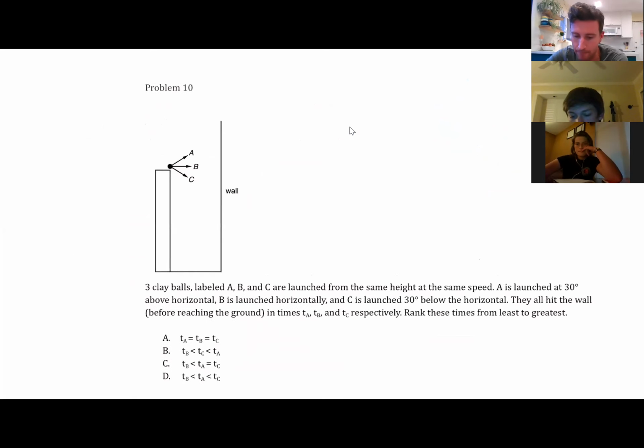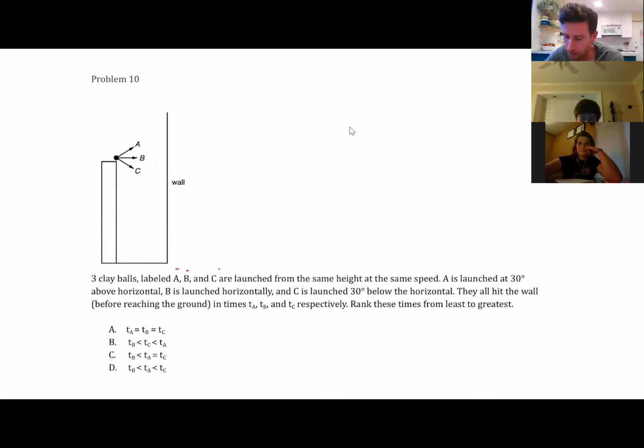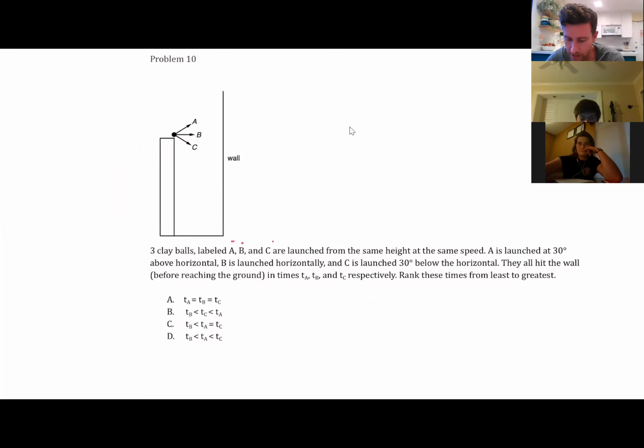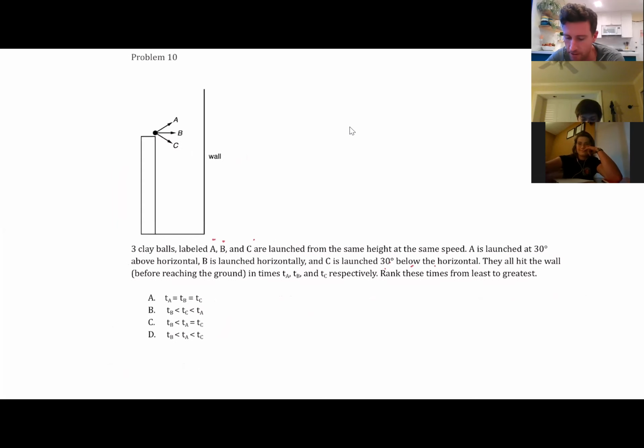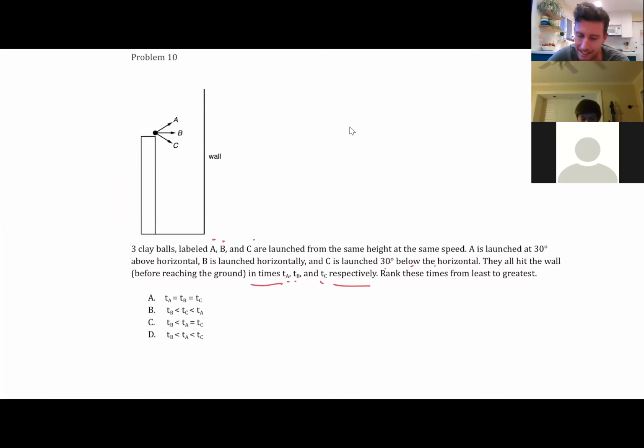Problem 10. Doing well here, guys. Three clay balls labeled A, B, and C are launched from the same height at the same speed. A is launched at 30 degrees above horizontal, B is launched horizontally, C is launched 30 degrees below horizontal. They all hit the wall before reaching the ground in times TA, TB, and TC, respectively. Okay, so we're looking at the time that it's hitting. Rank these times from least to greatest.